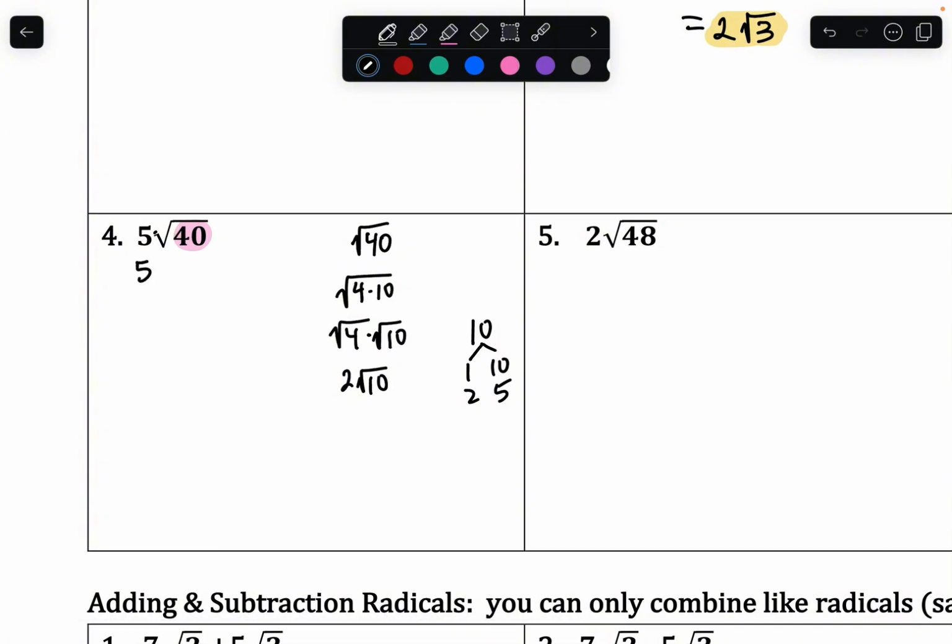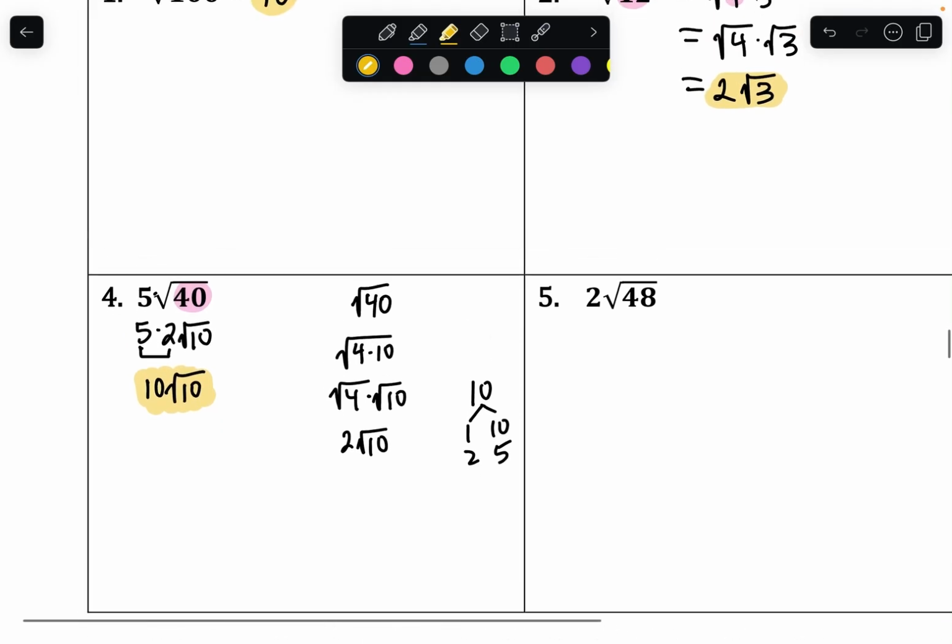And so square root of 40 is the same thing as 2 square roots of 10, and so the 5 and the 2 outside would then get multiplied to be a 10, and 10 square root of 10 would be our final answer. Okay, so every time you commit to a final answer, just double check and make sure the number under the square root is not a perfect square and does not have any perfect square factors like I did over here.